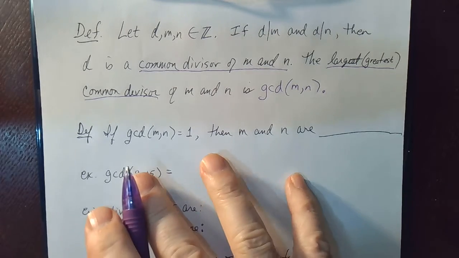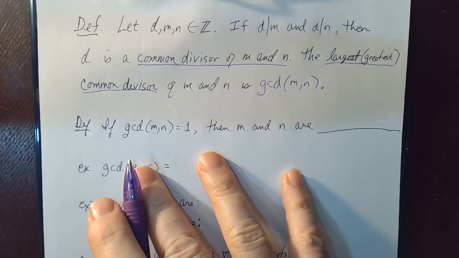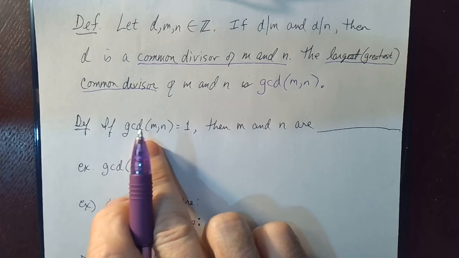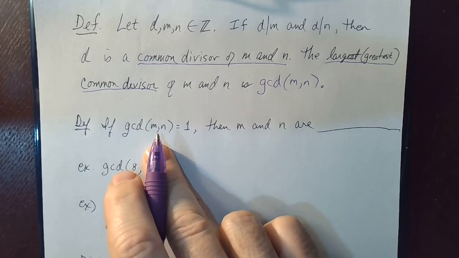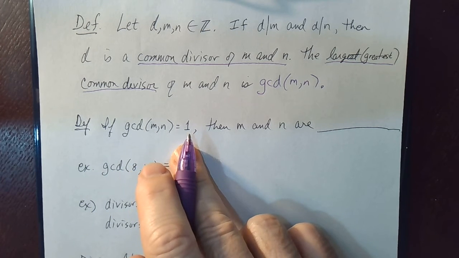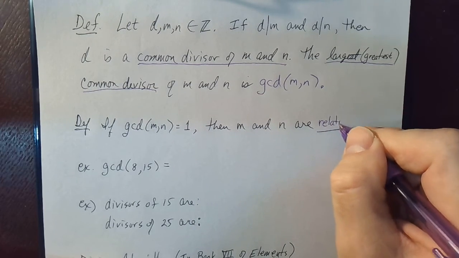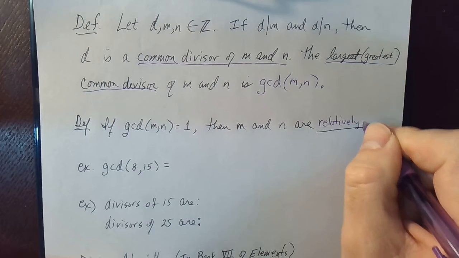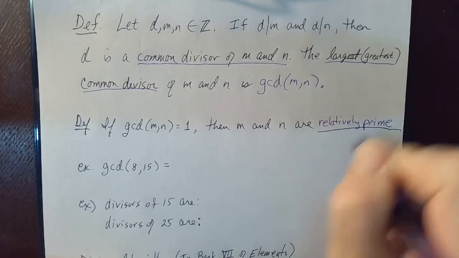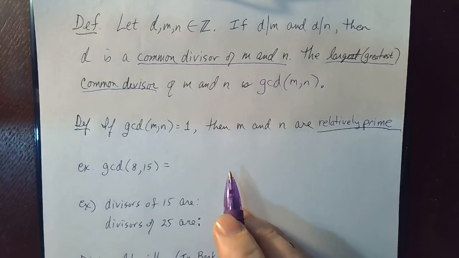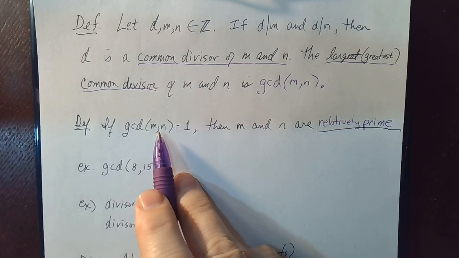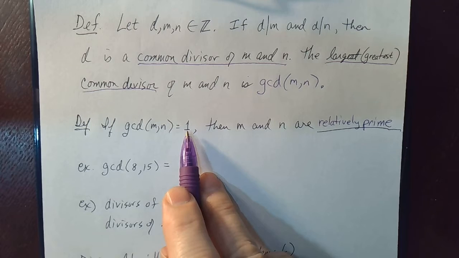And a related definition says that if the greatest common divisor of the two numbers m and n is 1, then m and n are called relatively prime. Now, it does not mean that either of the two numbers is prime. It just means that they don't share any common factors other than 1.